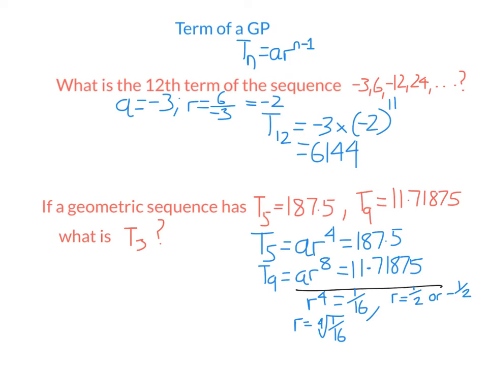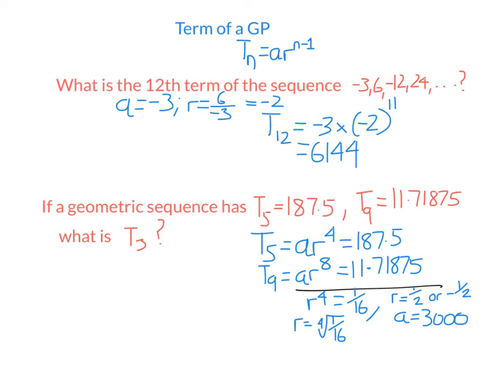Now, it doesn't matter which of these we substitute into our equations here. In either case, we get a is equal to 3,000. So we know that a is definitely equal to 3,000, and r is equal to either a half or minus a half. We don't know which one. It won't matter in this case, though, for term 3.